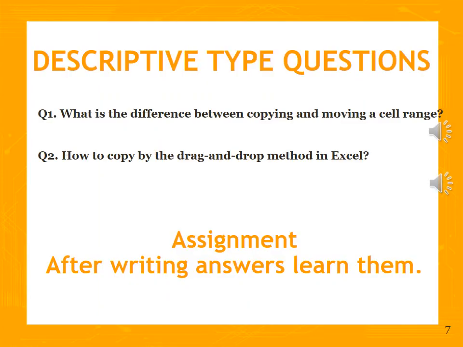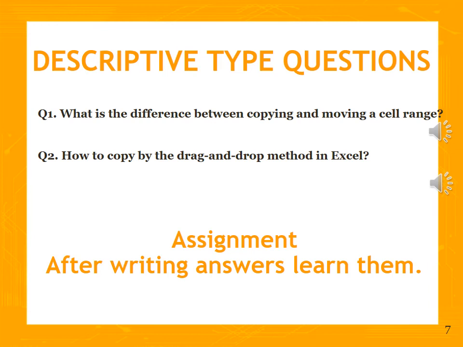Now students, we will write descriptive type questions. First question is, what is the difference between copying and moving a cell range? You can write in your own words. I am going to give you the simple answer. Copying a cell range means to duplicate a particular cell range at another location. Moving a cell range means to cut the range from the original location and paste it at another location.